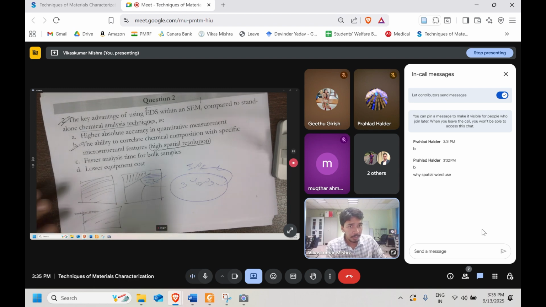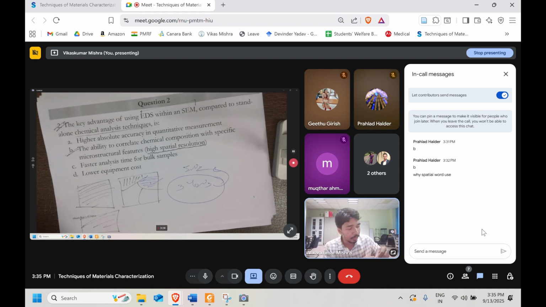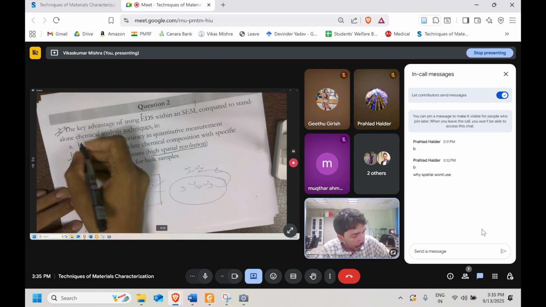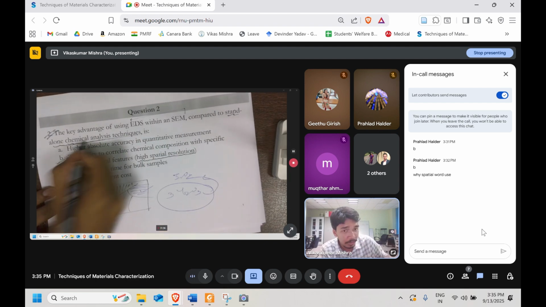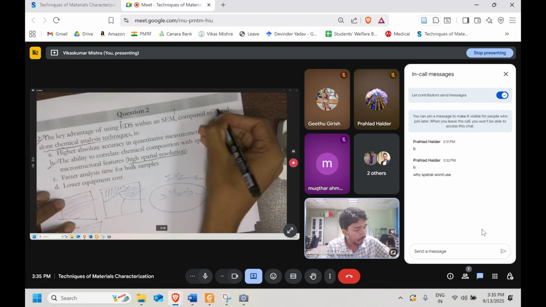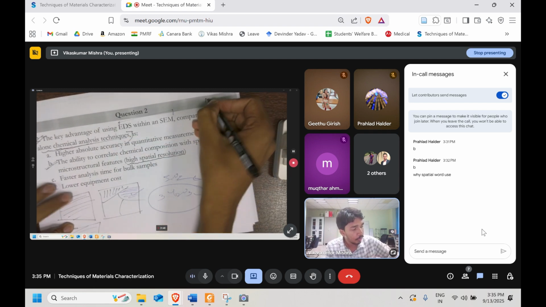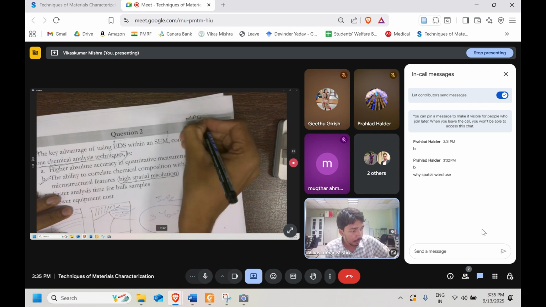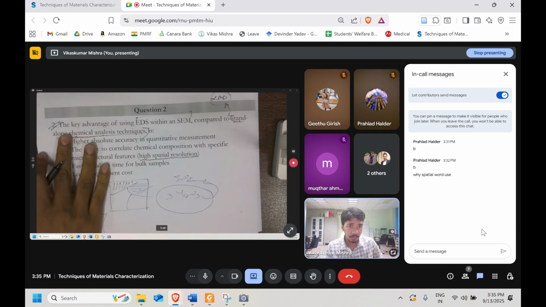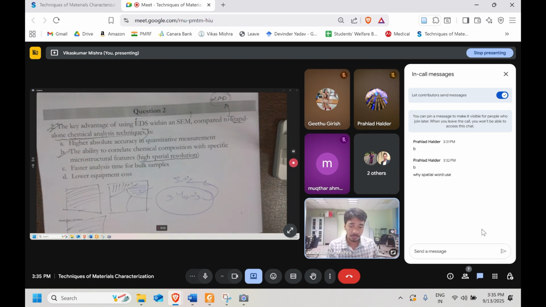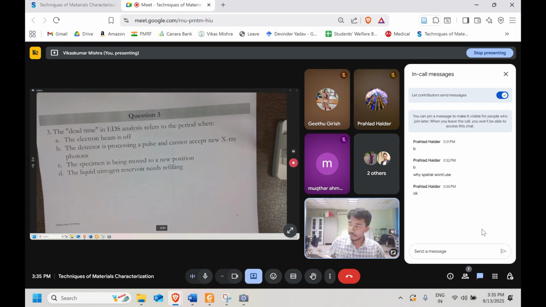Now, the question is asking about chemical analysis compared to standalone chemical analysis. What are these techniques? You can say that this is the XRT. So this is how we have solved question number two. Any doubt in this? Okay, great. Let's go to the next question.